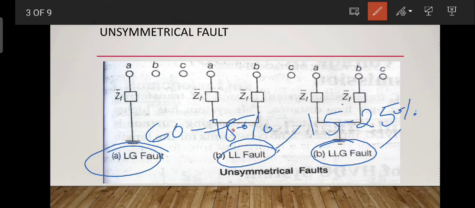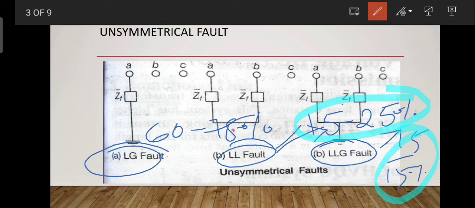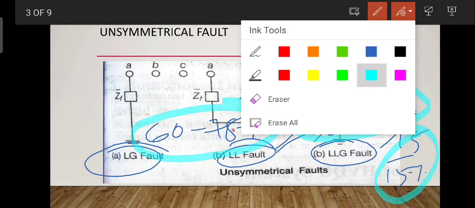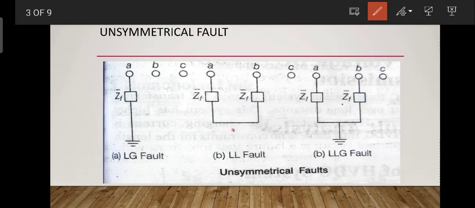Now only line to line fault occurs 15 to 25%, and line to ground occurs 5 to 15%. Remember that. Okay, this line to ground occurs 5 to 15%, and line to line fault occurs 15 to 25%, and line to ground fault occurs 60 to 75%. So mostly our line to ground fault occurs in the power system.